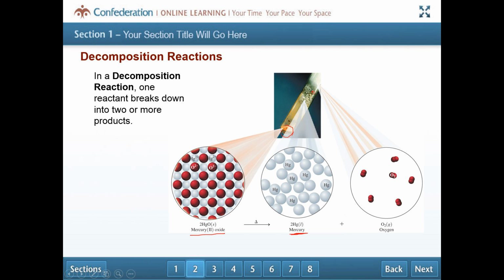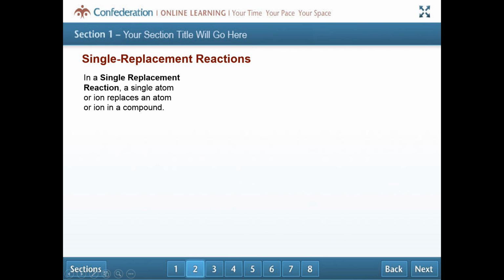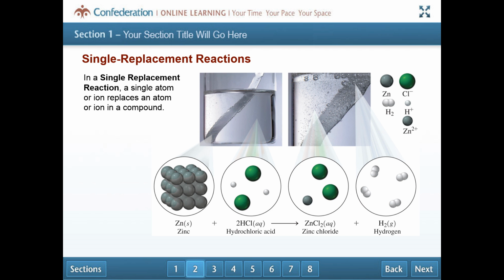Okay, so breaking one reactant into two or more products. So that's decomposition. Now let's look at another one called single replacement. So in this one, you've got a single atom or an ion, and it's replacing an atom in a compound. So let's look at an example here.